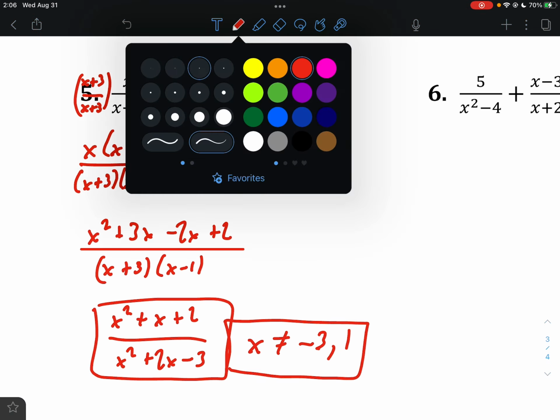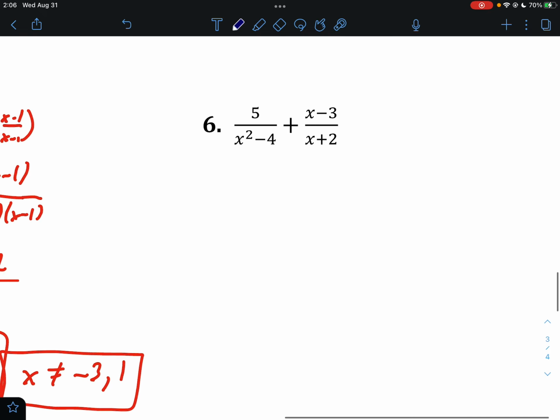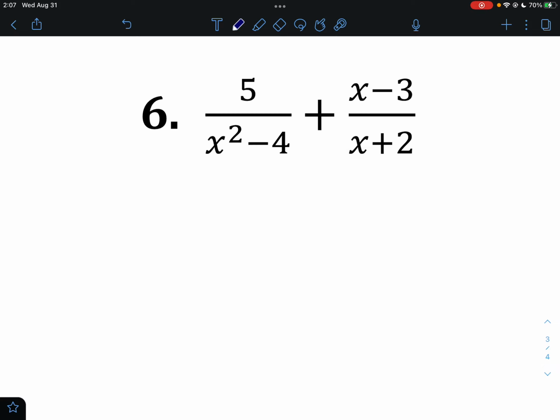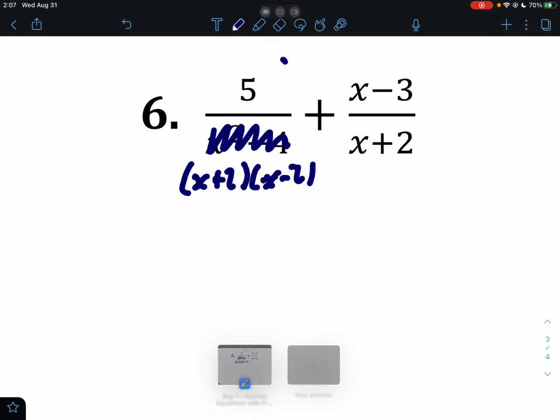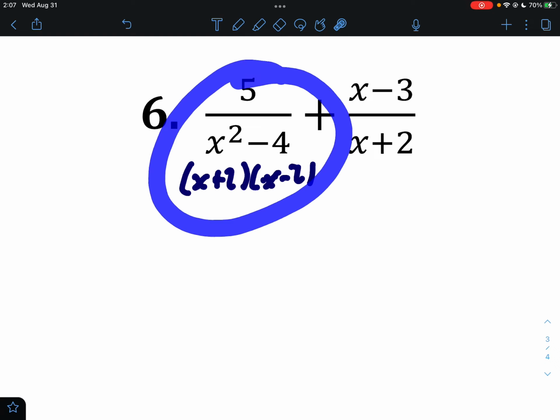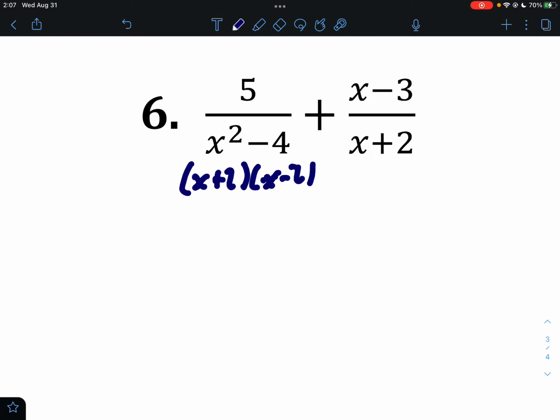All right, so let's take a look at number 6 together. So the common denominator looks like it's going to be x plus 2 times x squared minus 4, but it's actually not. This we can rewrite to x plus 2, x minus 2, right? So now our common denominator is just x plus 2, x minus 2. So I don't have to multiply this fraction by anything. It already has both, but I do have to multiply this one by x minus 2 over x minus 2.